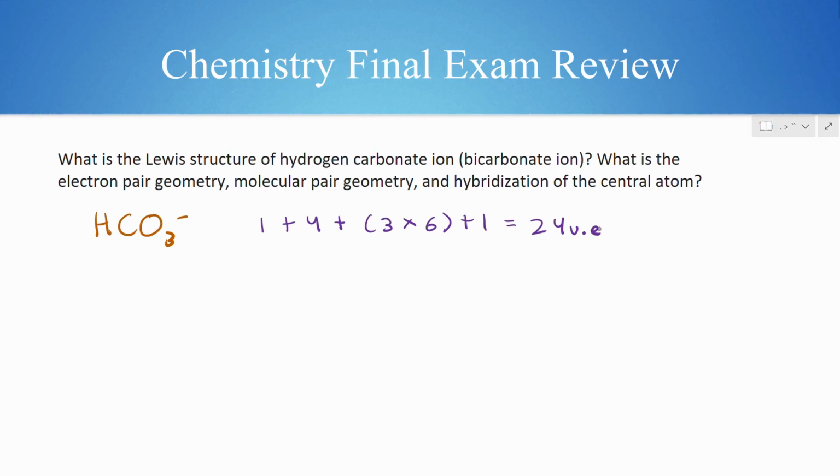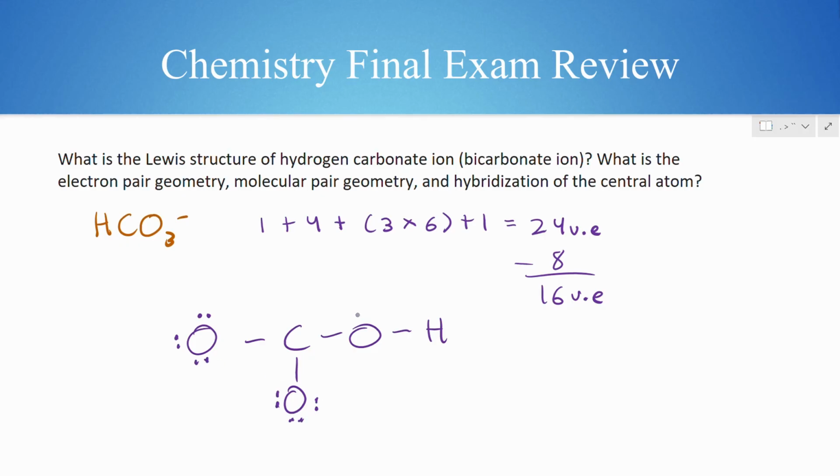Next, we write our skeletal structure, so the central atom connected to the outer atoms. We have the carbon attached to these 3 oxygens, and we attach the hydrogen to one of the oxygens. With 4 bonds, we just used 8 valence electrons, so we have 16 more left. We'll put these on the outer atoms first. So 6, 12, 14, 16. Now we have no more to draw.